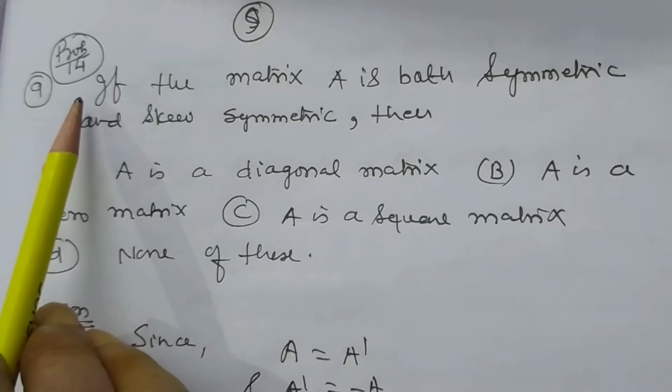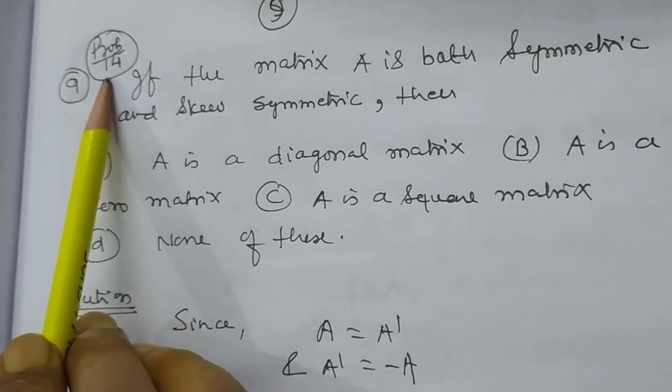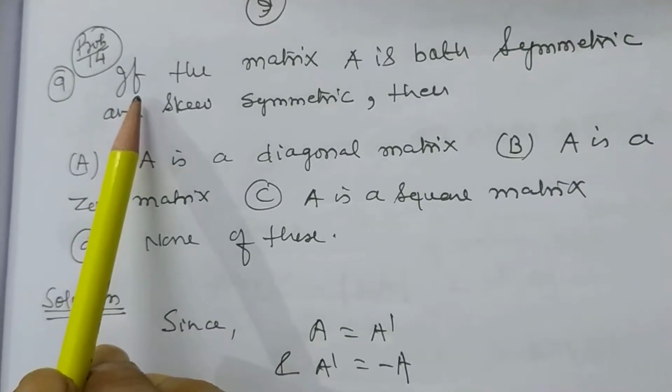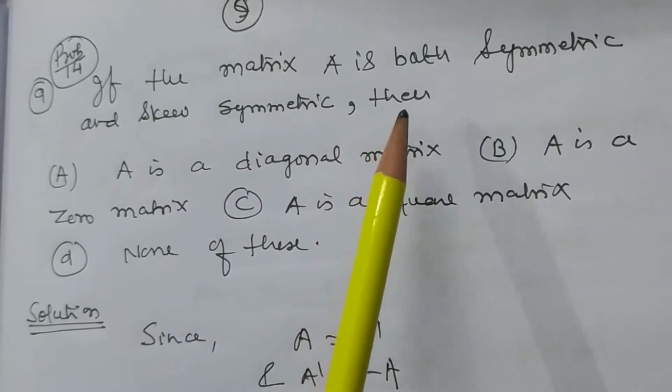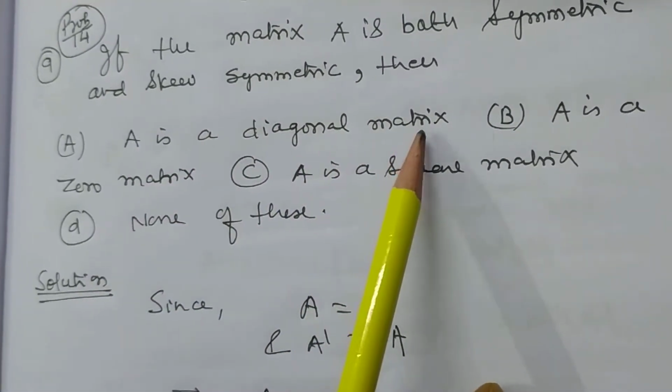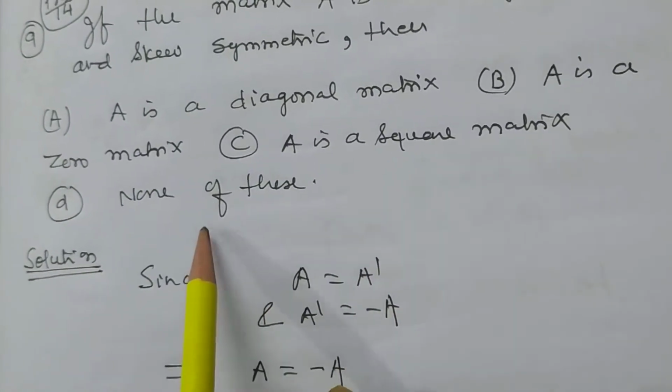So now we want to discuss problem number 9 in the study material, and problem number 14 of this exercise, miscellaneous. If the matrix A is both symmetric and skew symmetric, then A is a diagonal matrix, A is a zero matrix, A is a square matrix, or none of these.